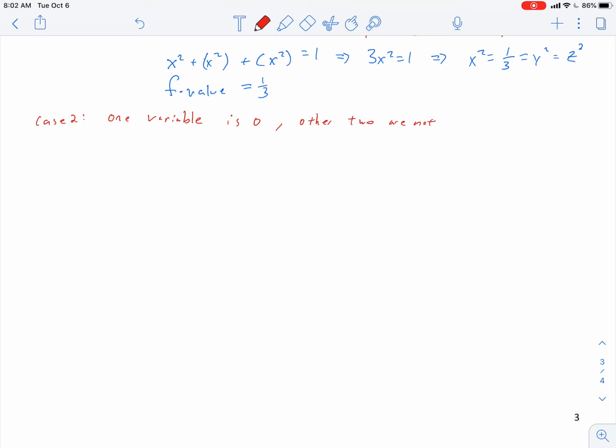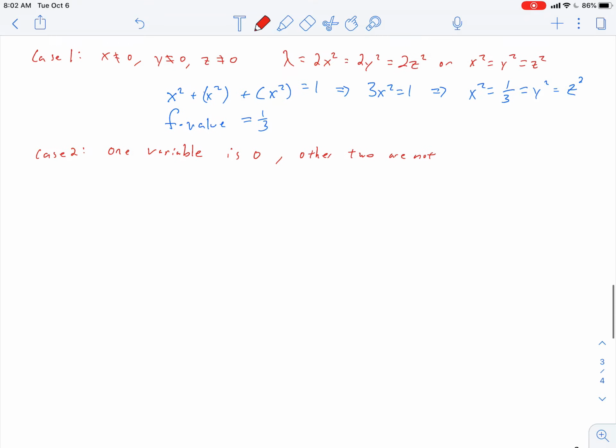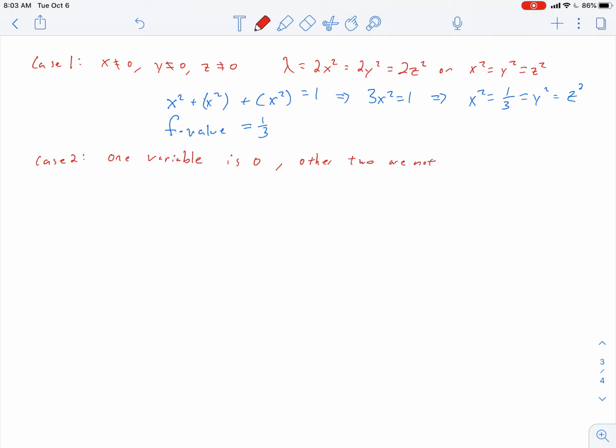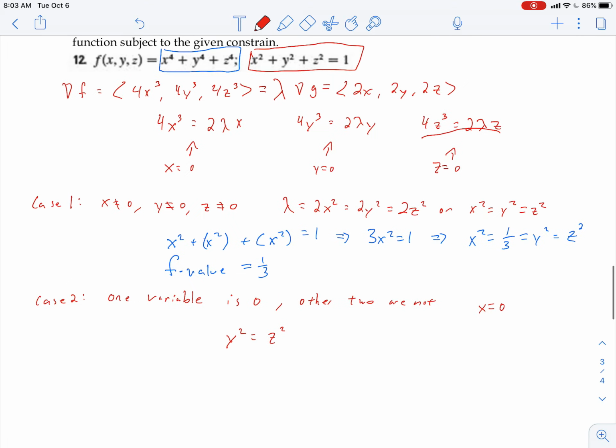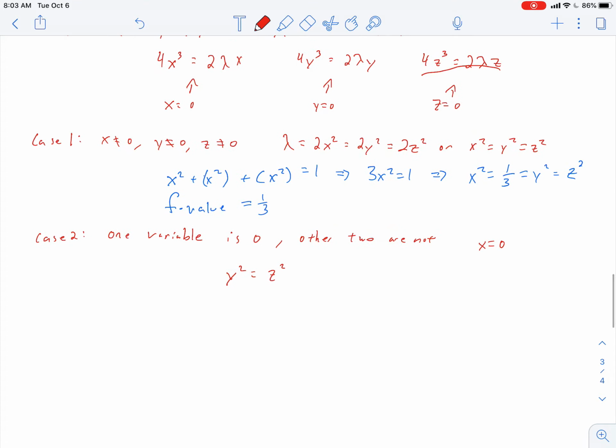So then what would happen is, okay, if one of those is 0, and this is just one case. It could be y equals 0 or z equals 0. But I want to show you. So if x is equal to 0, then that means that y squared is still going to equal z squared. And we're still going to plug into our function up here. So we have x squared plus y squared plus z squared equals 1. y squared equals z squared and x squared is 0.